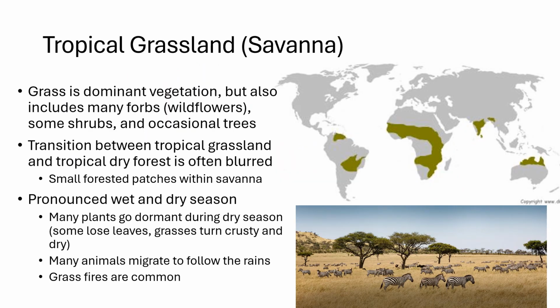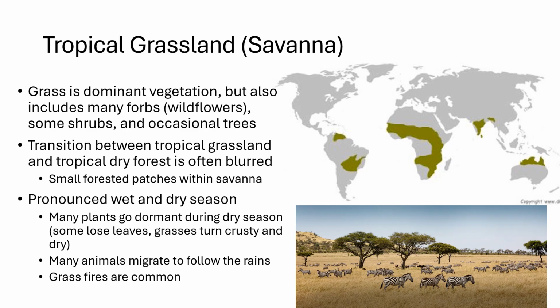This is where we have grass as the dominant vegetation, but we have lots of wildflowers, which I am going to refer to as forbs for most of this PowerPoint. That's like the botanical term. There's going to be some shrubs. There's going to be the occasional tree.